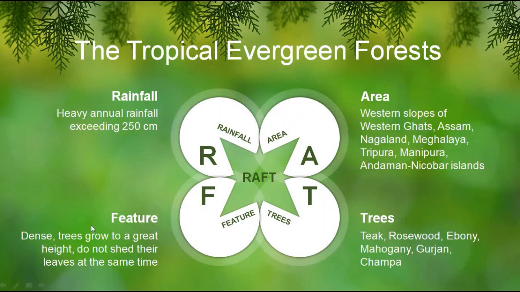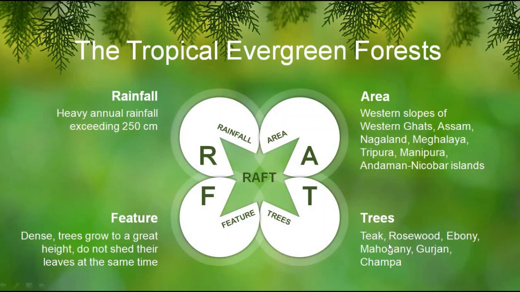The name itself says it is evergreen. The feature, see here, it is a dense forest. Trees grow to a great height, tall trees, 60 meters tall, etc. They do not shed their leaves, always having green leaves, and that's why it is called an evergreen forest. They will not shed their leaves at the same time. And here the branches are thick, and they form a canopy. They will not allow the sun rays to enter into the forest. So that is called a canopy. So this is the feature.